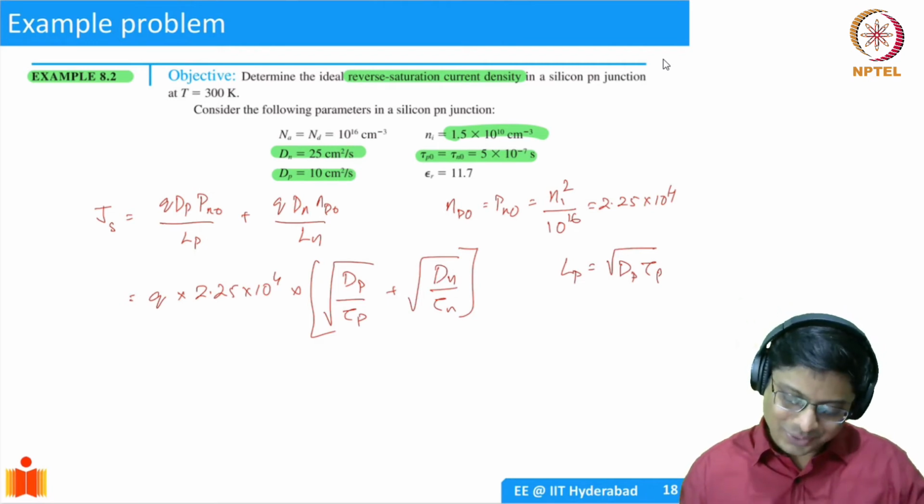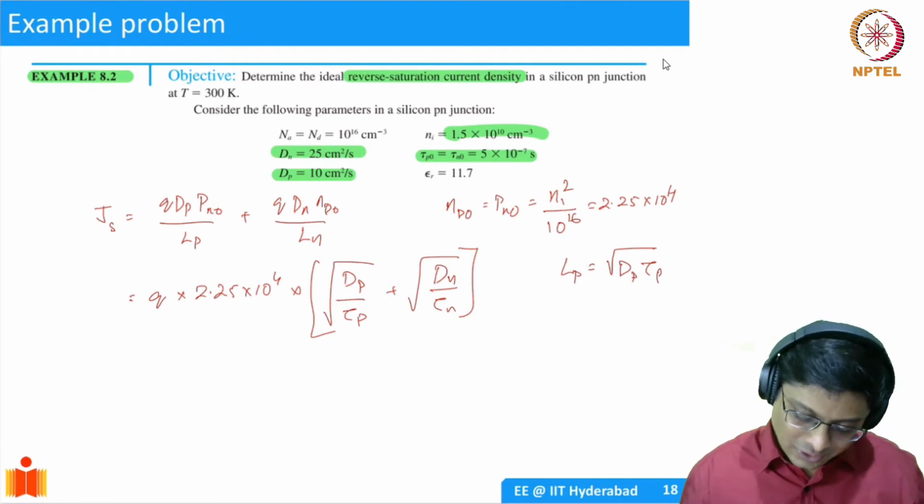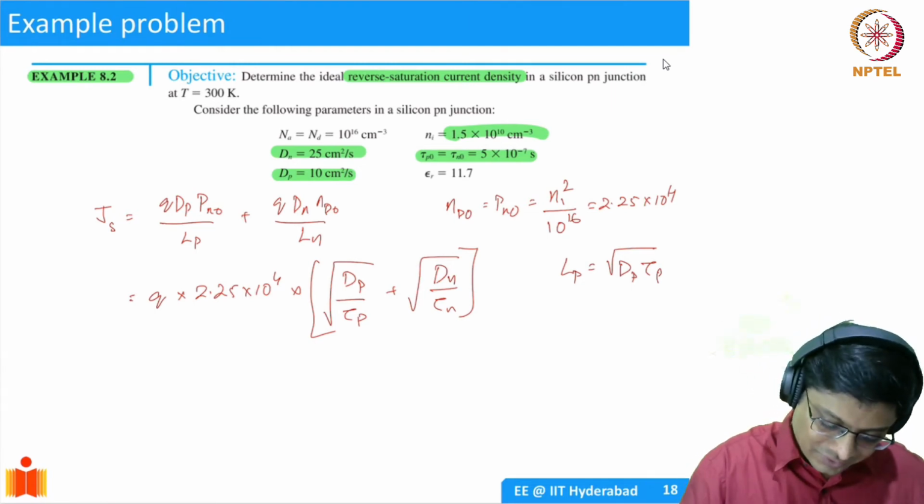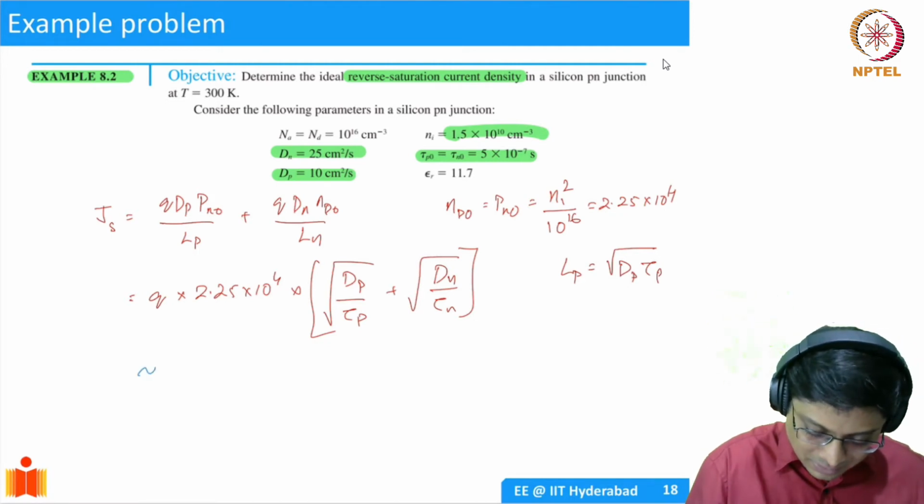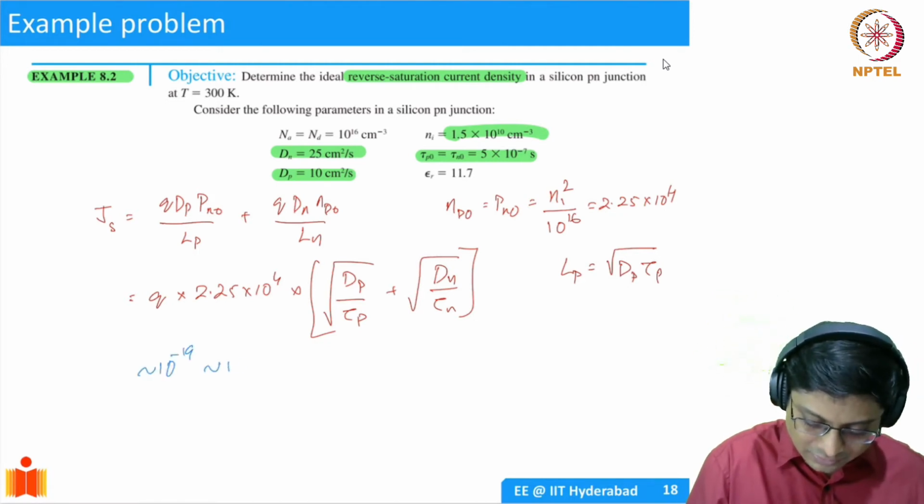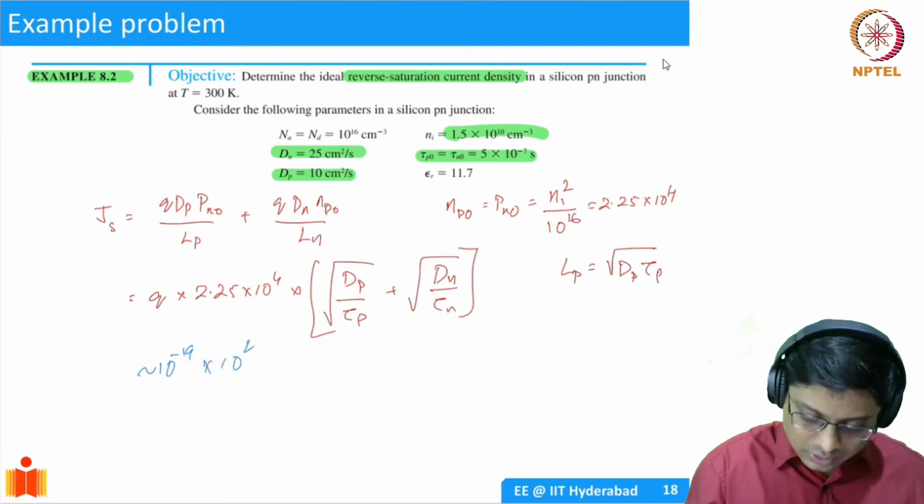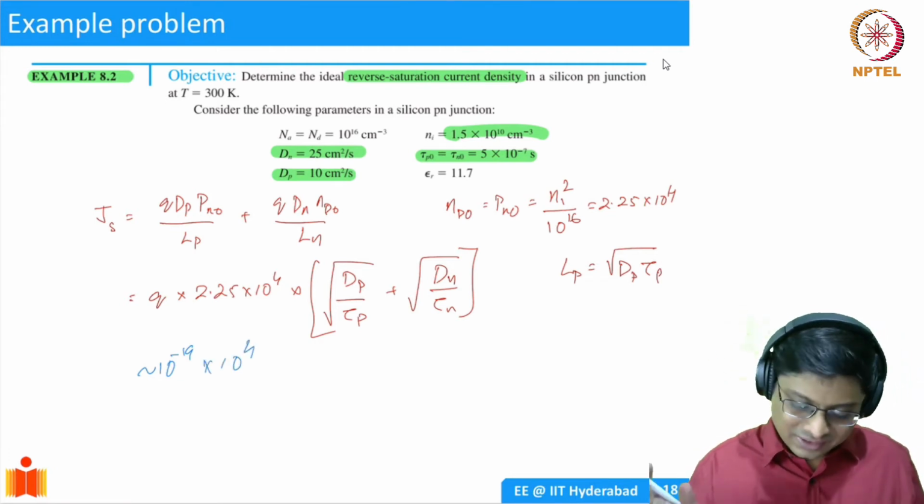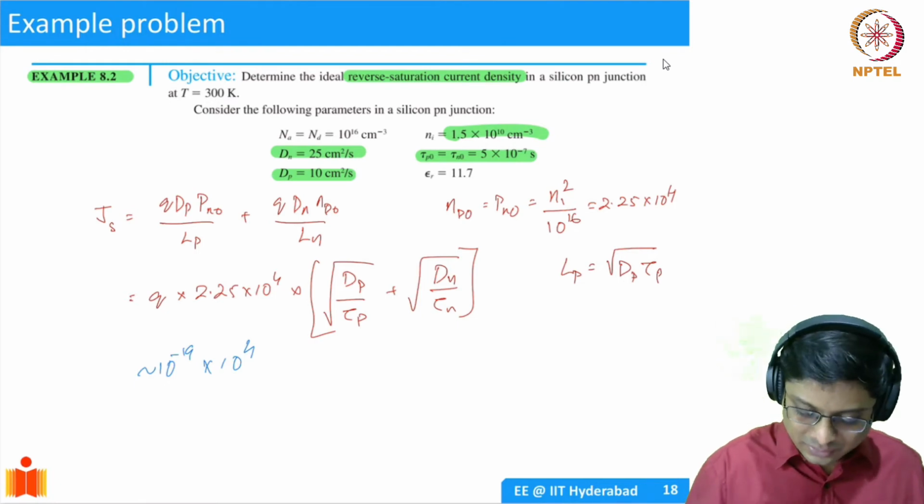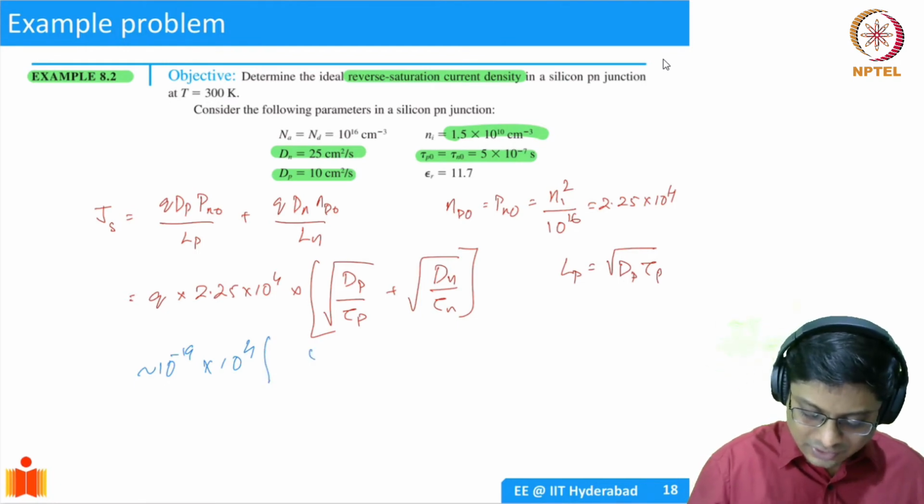I'm not going to do it. Well, the order of magnitude, let's try to see what it is. So this is going to be 10 power minus 19. This is going to be 10 power 4. Dp is 25. The square root of 25 is going to be 5.